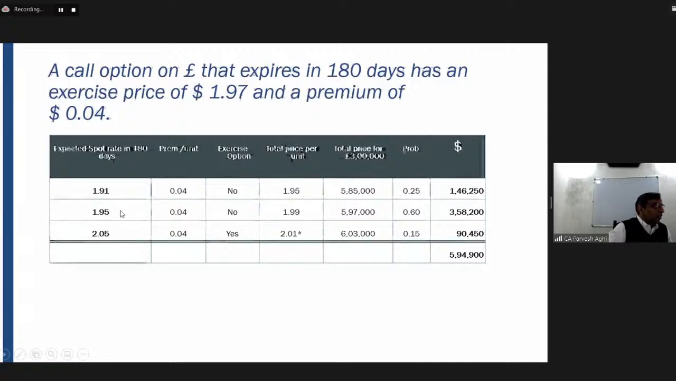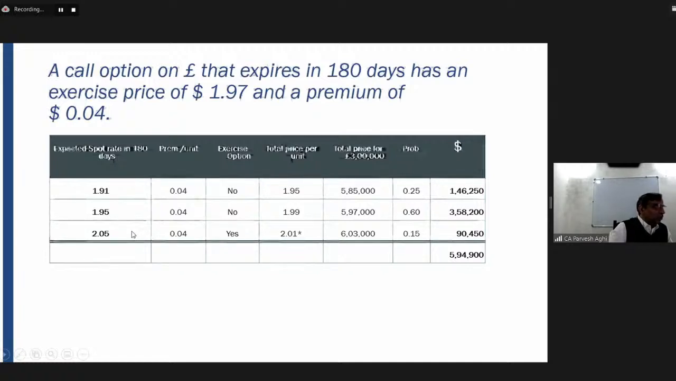If it touches 1.95, the chance is 60%. You still pay the 4 paisa premium because you're not going to exercise your call option. It's still out of the money. So your net cost will be your total money outflow of 1.95 plus the premium, so the overall outflow is 1.99, and in terms of dollars it will be 5,97,000. The chances are 60% of that happening. So that means a 60% chance of making a payment of $3,58,200.